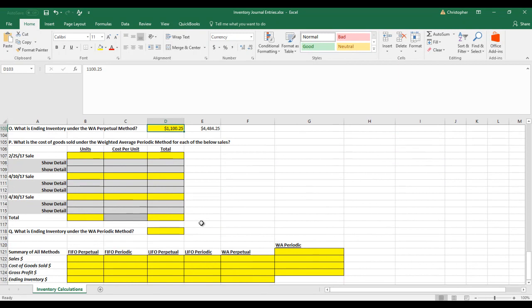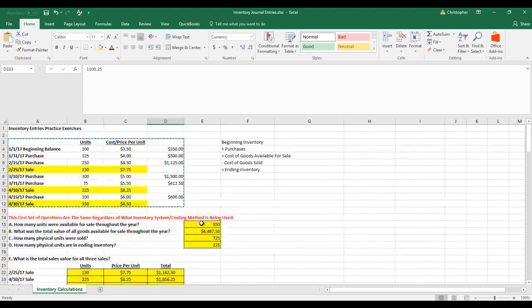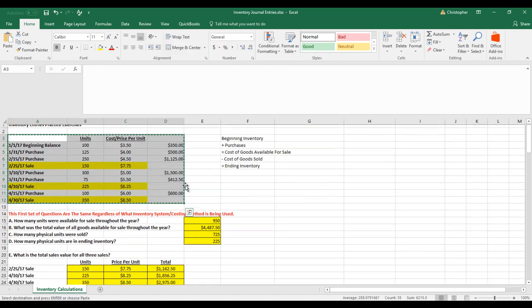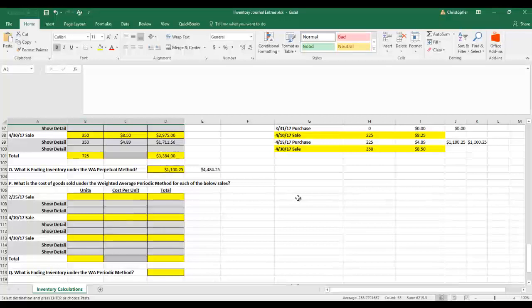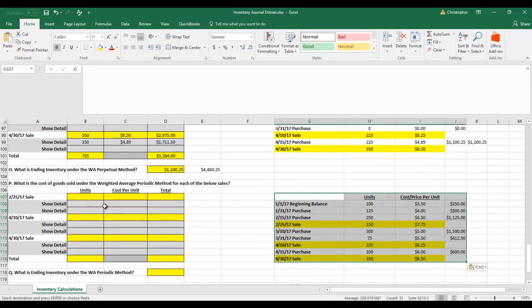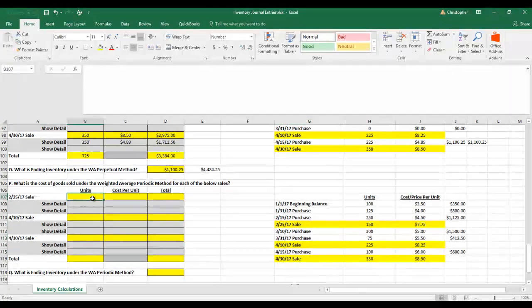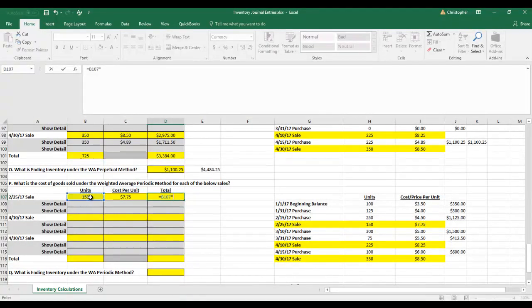Finally, we're going to use the weighted average periodic method. So I'm going to grab the data set again, pull it down for our final time. So with the weighted average cost of goods sold method, we're going to do our first sale first of all. 150 units at $7.75 is $1,162.50. So now the question is, how do we calculate the weighted average cost per unit now?